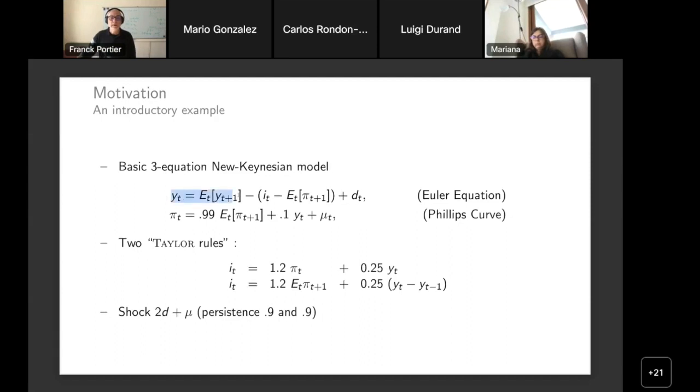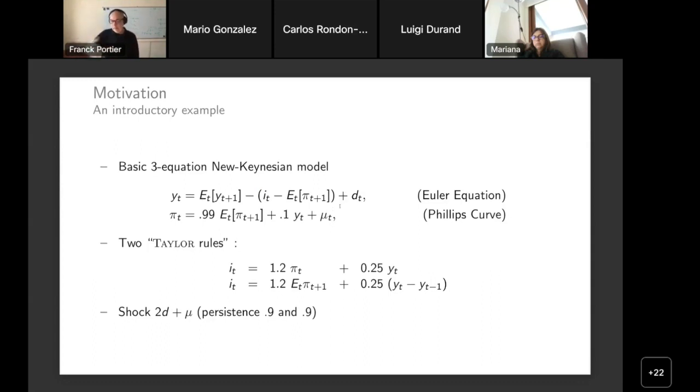The first one is the Euler equation of the households in the economy. Y is output, or the difference between output and what output would be in a fixed price world, and that's the real interest rate. i_t is the nominal interest rate that is controlled by the policymaker, the central bank, and pi_t is inflation. So there are three variables: output, inflation, and the nominal interest rate. And here there's the demand shock, something that makes agents consume more today given expectations and given the real interest rate. The second equation is the typical New Keynesian Phillips curve.